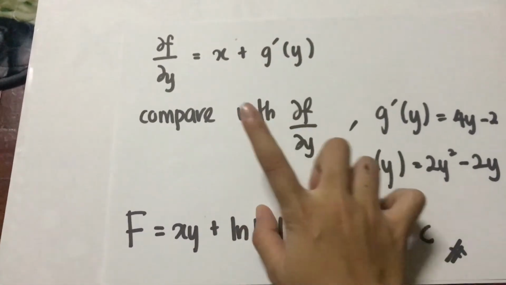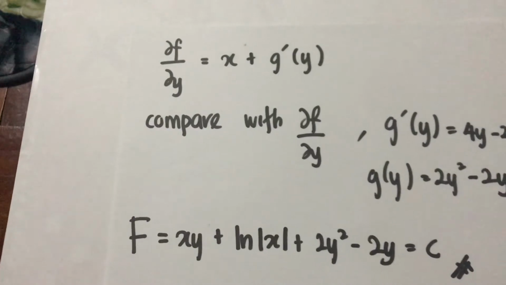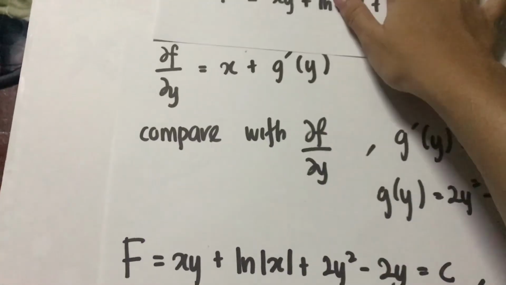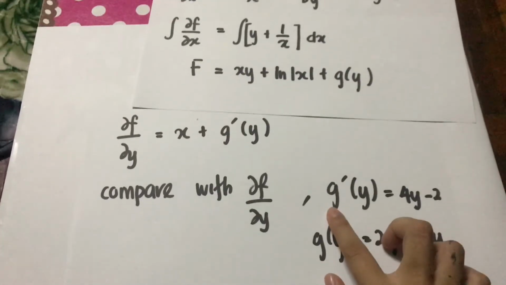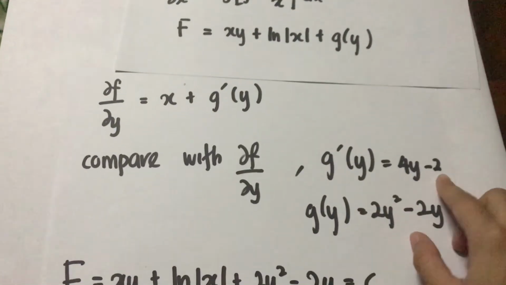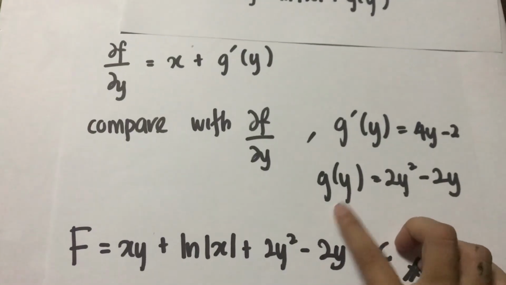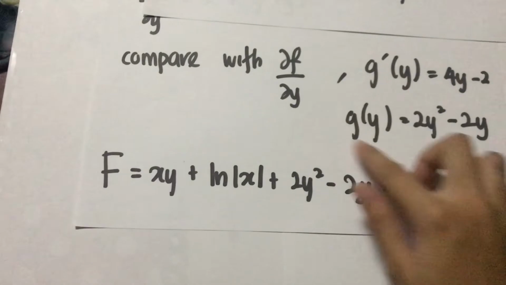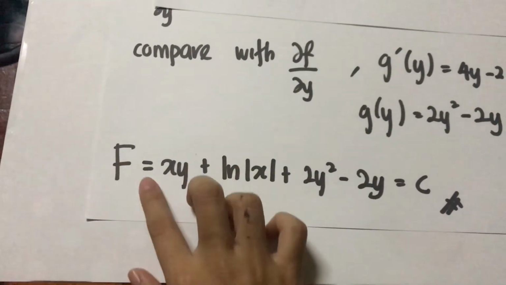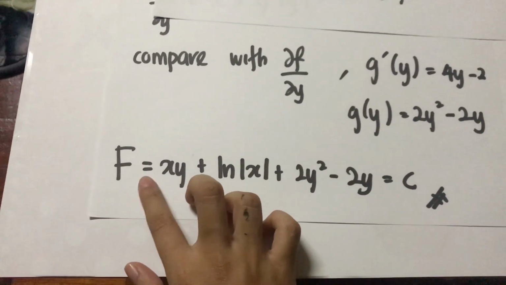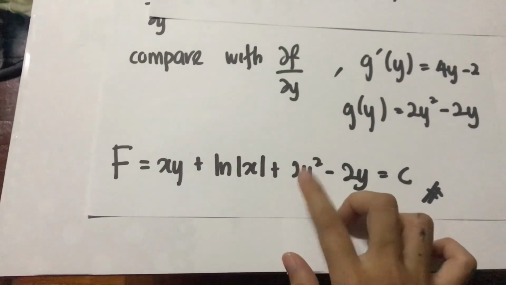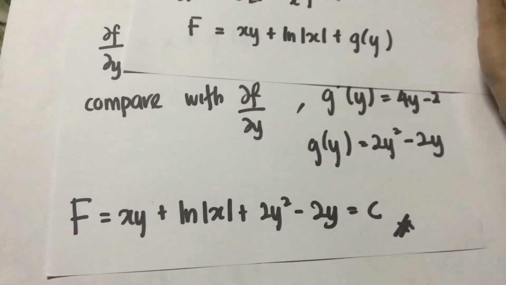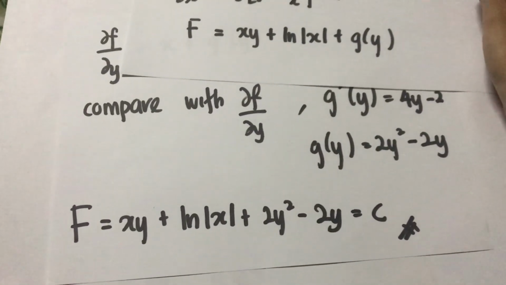Then we're going to compare this form with this form. So g prime equals 4y minus 2. So g(y) equals 2y squared minus 2y. Then we're going to substitute this answer into f, which equals xy plus ln x plus 2y squared minus 2y, which is equal to c. So the determination of the integrating factor is done.